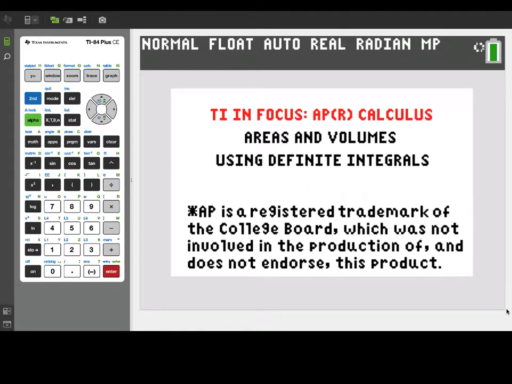Hi, I'm Tom Dick. I'm a math advisor for Texas Instruments, and this video is part of the TI in Focus AP Calculus series. We're going to be using the TI-84 to calculate some areas and volumes using definite integrals. As an example, we're going to use free response question number 5 from the 2019 AB exam.